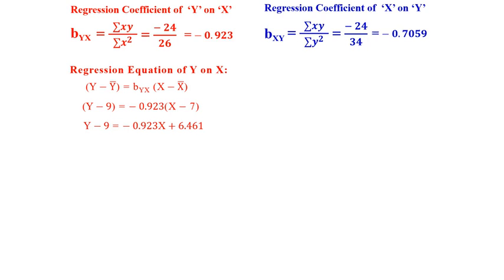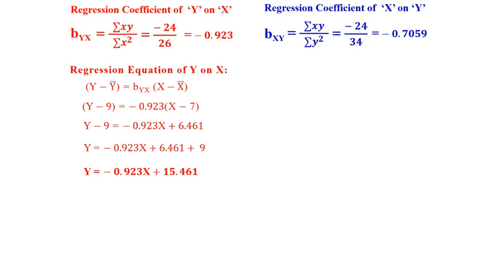Next, transpose minus 9 to right hand side. On the left hand side y minus 9 is there, take that minus 9 to the right hand side. So y equals minus 0.923x as it is plus 6.461 as it is, minus 9 will become plus 9 when it is transposed to right hand side. Now add up the values. X we cannot add to these values, so numbers 6.461 plus 9 add up, it gives y equals minus 0.923x plus 15.461. I hope you are getting me.